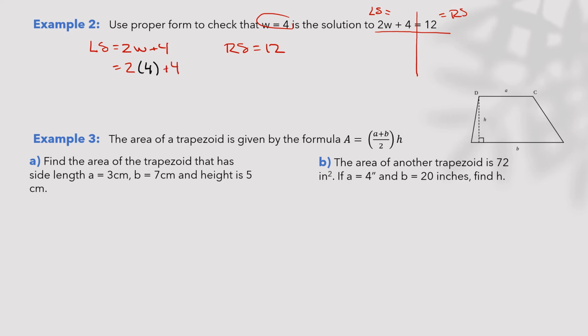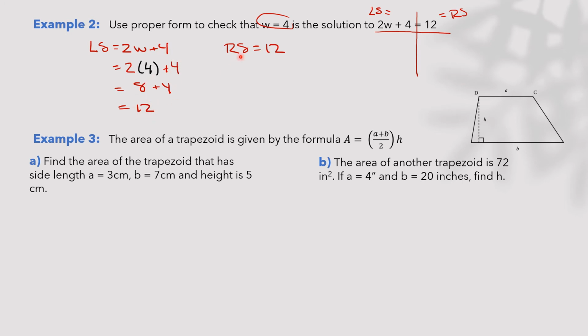Plus 4. Well, 2 times 4 is 8. Plus 4, I get a 12, which was also my right side. My right side was a 12 and my left side was a 12. And you would have done exactly this in the chart here if you prefer to do it in the chart. Just showing you another way to write it out without a chart. A little cleaner looking maybe.